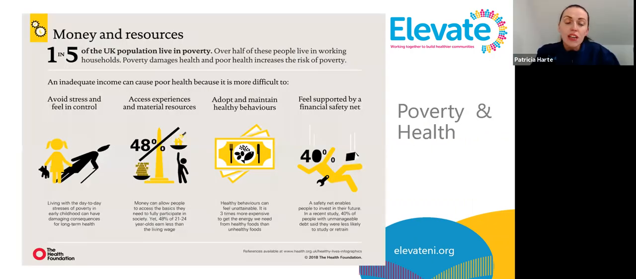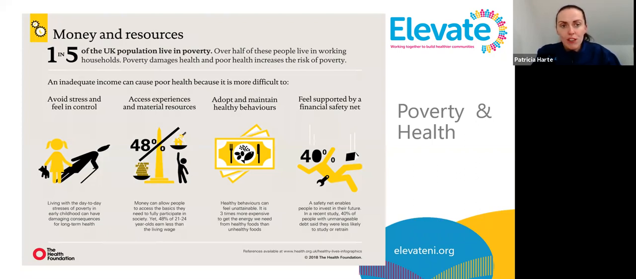Thank you, Joel. As Joel says on the slide, we'll focus a wee bit more on how poverty impacts health. As you can see on the slide, 1 in 5 of the UK population live in poverty, and over half of these people live in working households. It talks about the idea of the vicious cycle that can develop. Poverty damages health, and poor health increases the risk of poverty. So how does poverty impact health?